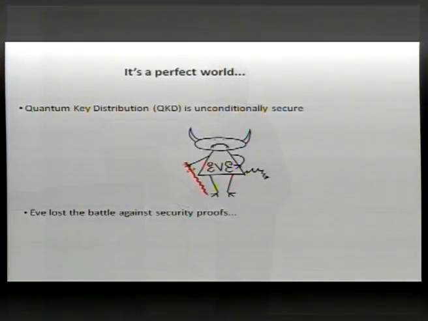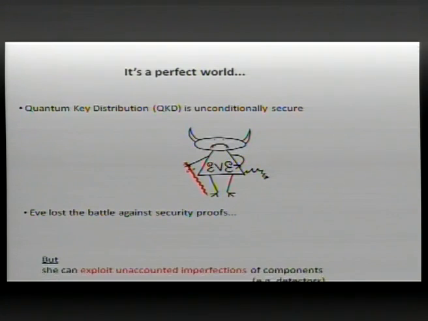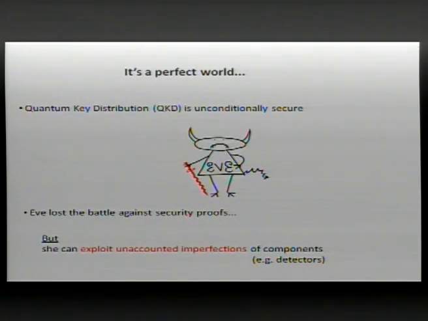So it seems to be a perfect world. QKD has been proven unconditionally secure based on the laws of physics. And Eve seemingly has lost the battle against security proofs. But there's a catch.